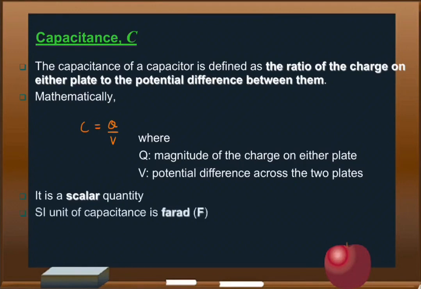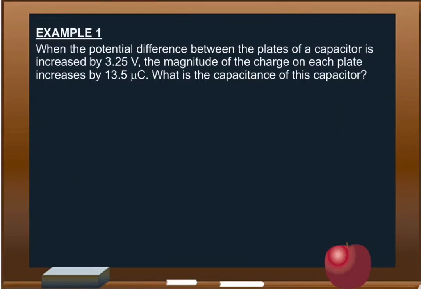So this equation C equals Q over V can be rearranged to be written in the form of Q equals CV. And if we say that C is constant, then we can get an expression between Q and V in which Q will be directly proportional to V. So let's look at example 1.